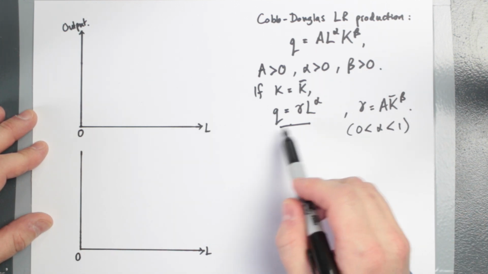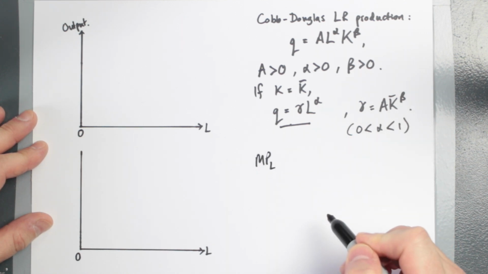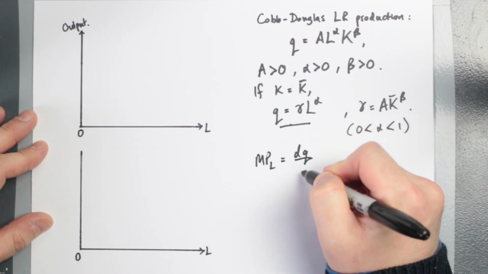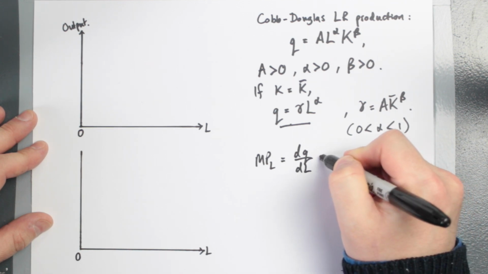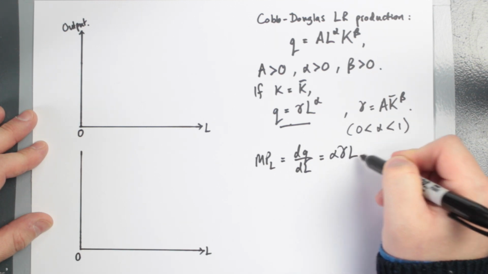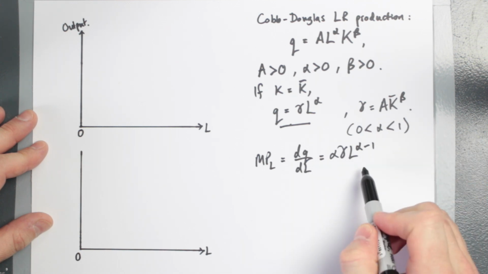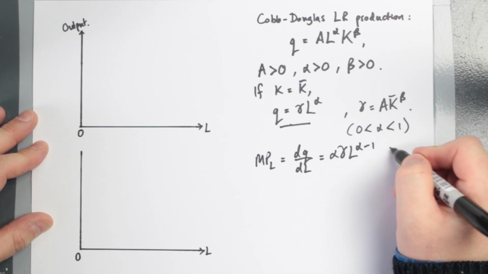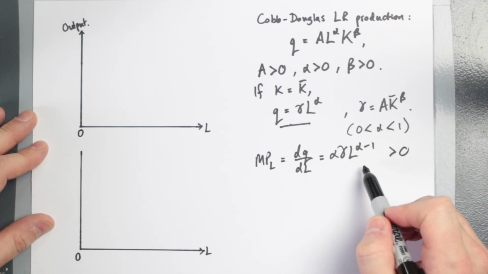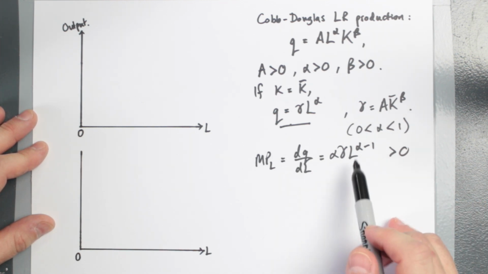Okay, so what would be the marginal product of labour in this case? So what I would do is differentiate my short-run production function with respect to labour. And we know how to do that. I would get alpha times gamma L to the power alpha minus 1. Okay? And of course, it's always positive. Every term here is positive. So overall, this is positive for all values of L.